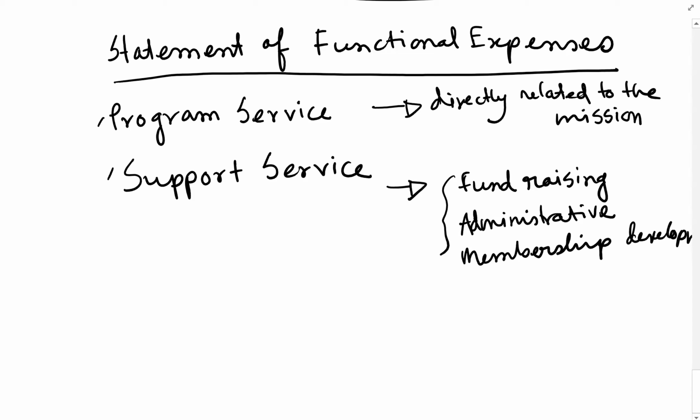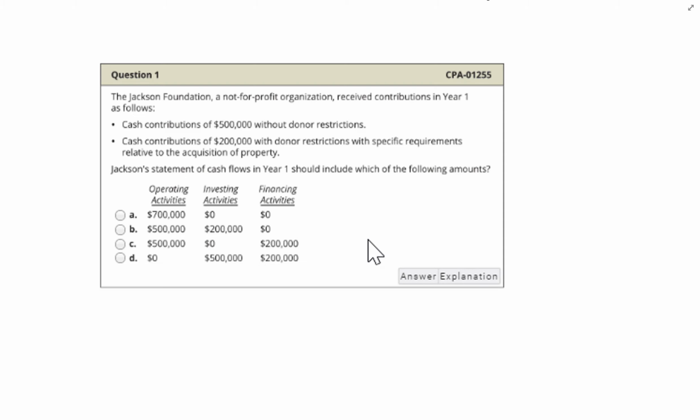So basically not-for-profit organizations can prepare it, but voluntary health and welfare organizations are asked to prepare this statement to show their detailed expenses, and they will classify it into two categories: program service and support service. Remember, program service is related to the mission of the organization. On the other hand, support service is not related to the mission, but those are other activities or expenses that support the mission. Now let's do a quick concept check.